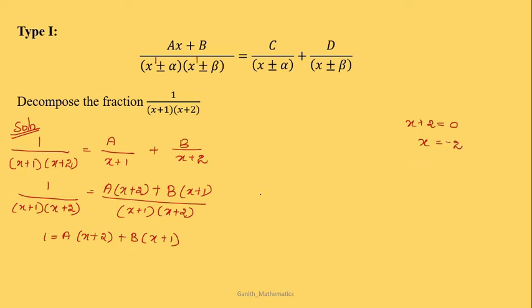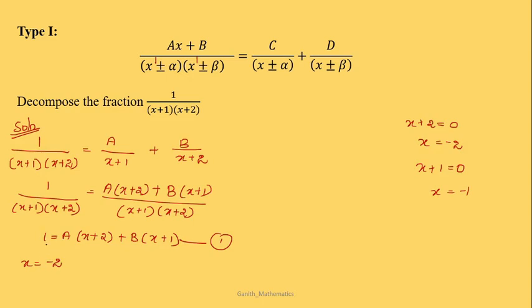In the second case, I will consider the second factor, that is x plus 1. I want to make this 0, so my x will be minus 1. So these are the two values we are going to substitute in this equation, and then you will easily find the values of a and b. Okay, so this is my first equation. I am going to substitute x is equal to minus 2 in this equation.